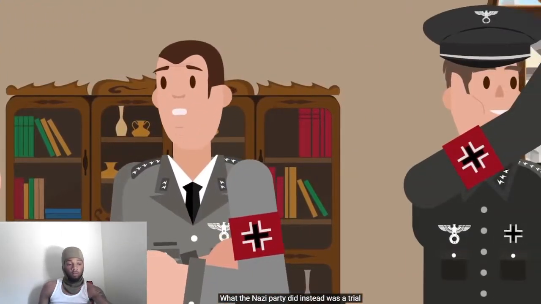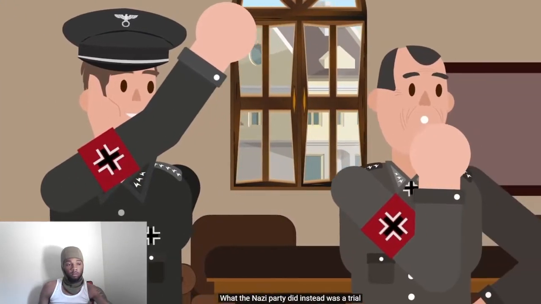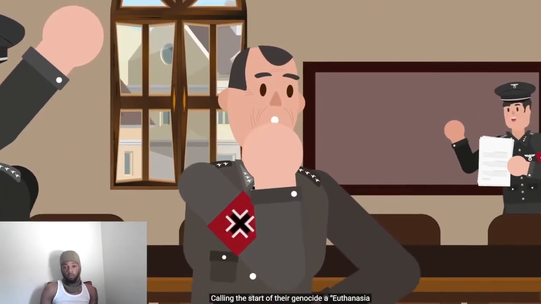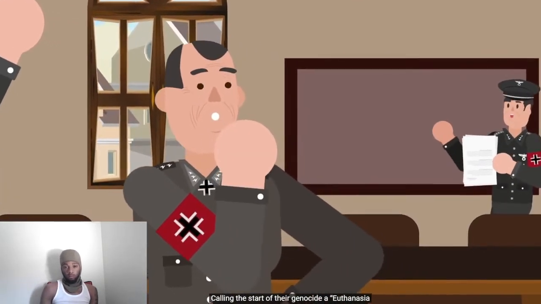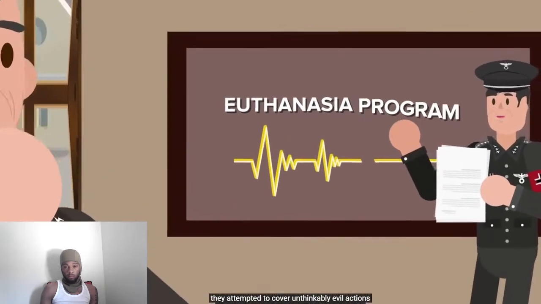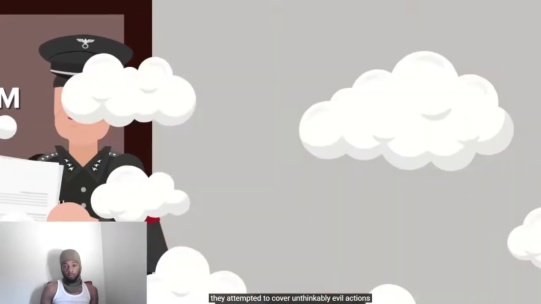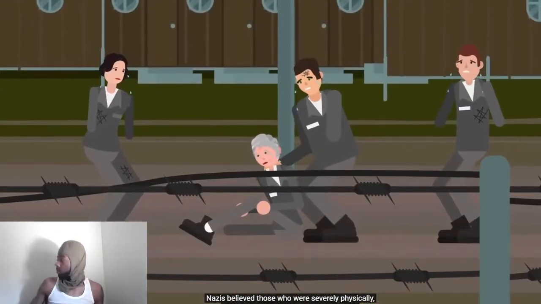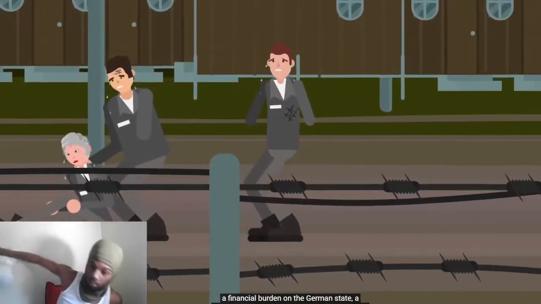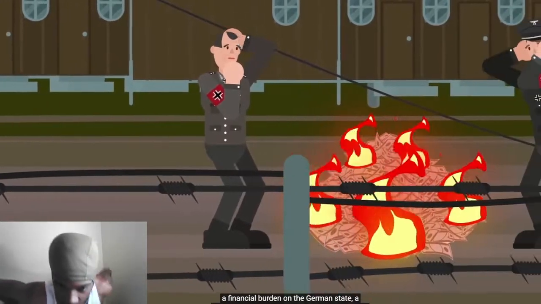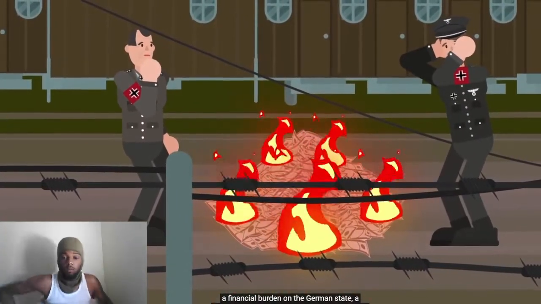What the Nazi Party did instead was a trial run for murder on a mass scale. Calling the start of their genocide a euthanasia program was one of the many ways in which they attempted to cover unthinkably evil actions with misleading euphemisms and language. Nazis believed those who were severely physically, mentally, or neurologically disabled were a financial burden on the German state, a genetic burden on German society, and should be eliminated.